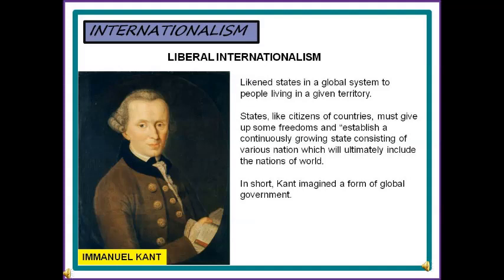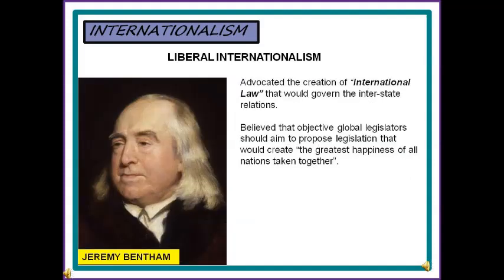In addition, according to him, if people living together require a government to prevent lawlessness, shouldn't that same principle apply to states? Without a form of government, he argued, the international system would be chaotic. He emphasized the vital role of government in attaining peace and political order. Aside from Kant, Jeremy Bentham advocated the creation of international law that would govern interstate relations. He believed that objective global legislators should aim to propose legislation that would create the greatest happiness of all nations taken together. He focused on having one system of law that people may follow.